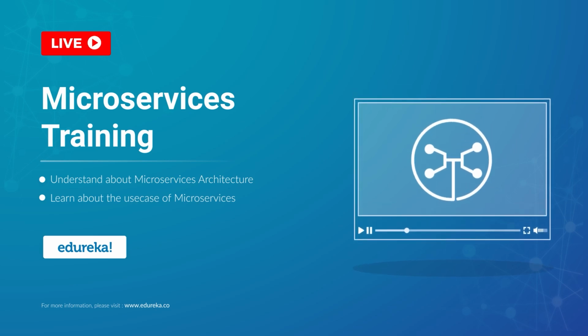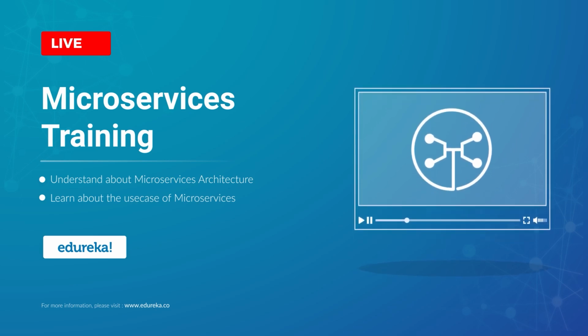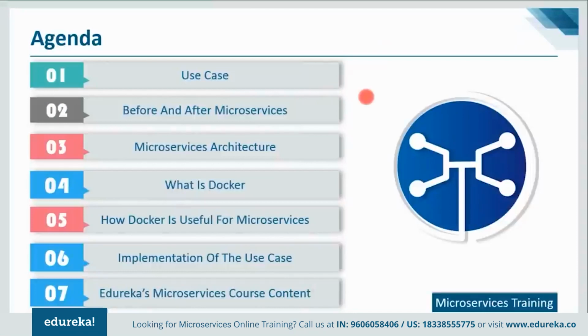So without any further ado, let us move forward and have a look at the agenda for today. So this is what we'll be discussing today. We'll begin by understanding what is the use case that we are going to implement in today's session. After that, I'm going to tell you about the few basics which are required in order to execute that use case, like what exactly is microservice, what is monolithic architecture, what is Docker and how Docker can be used in microservices. And finally, I'm going to tell you how to implement the use case using Docker.